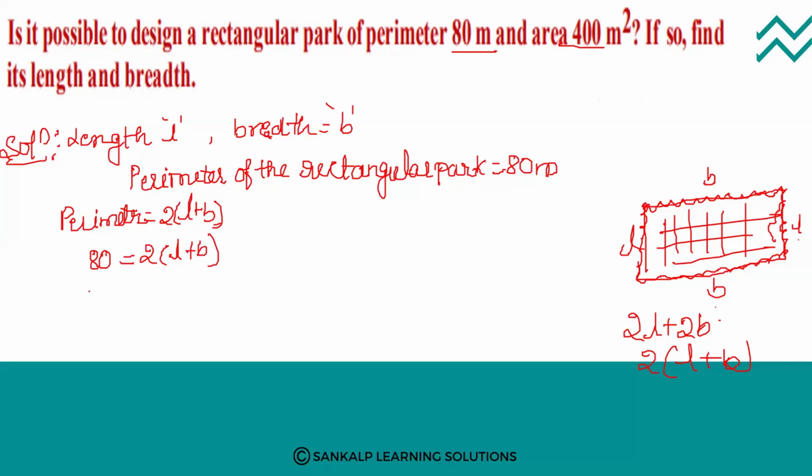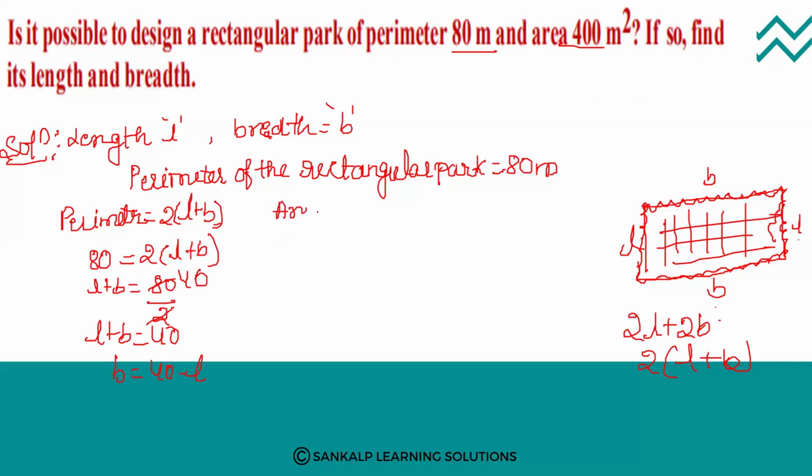Now transfer this 2 to this side. So L plus B is equal to 80 divided by 2. 2 ones are 2, 2 fours are 8. That means L plus B is equal to 40. So B is equal to 40 minus L. Transfer this L to this side. So B value is 40 minus L.